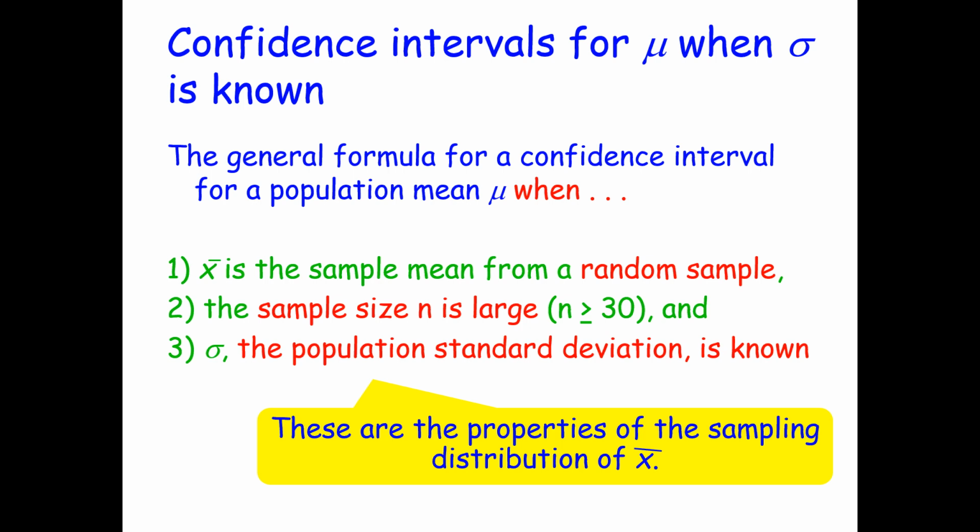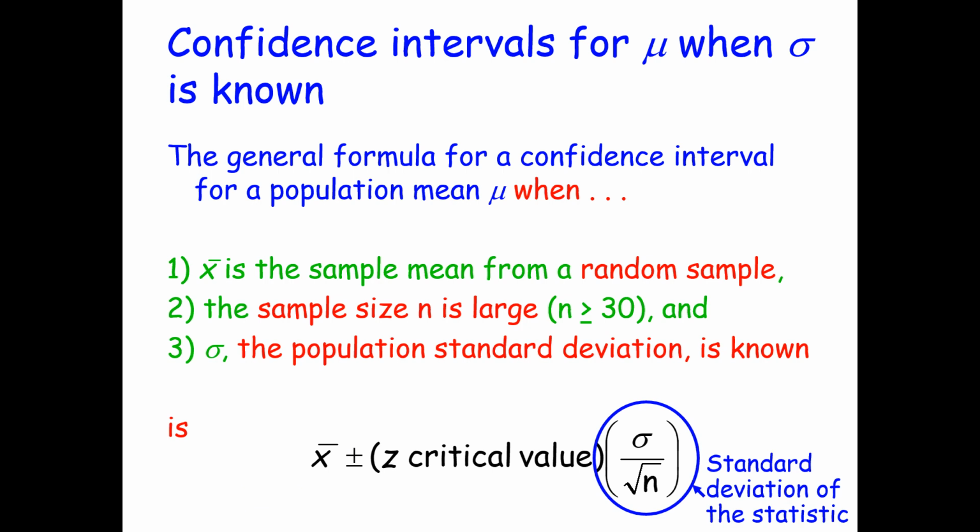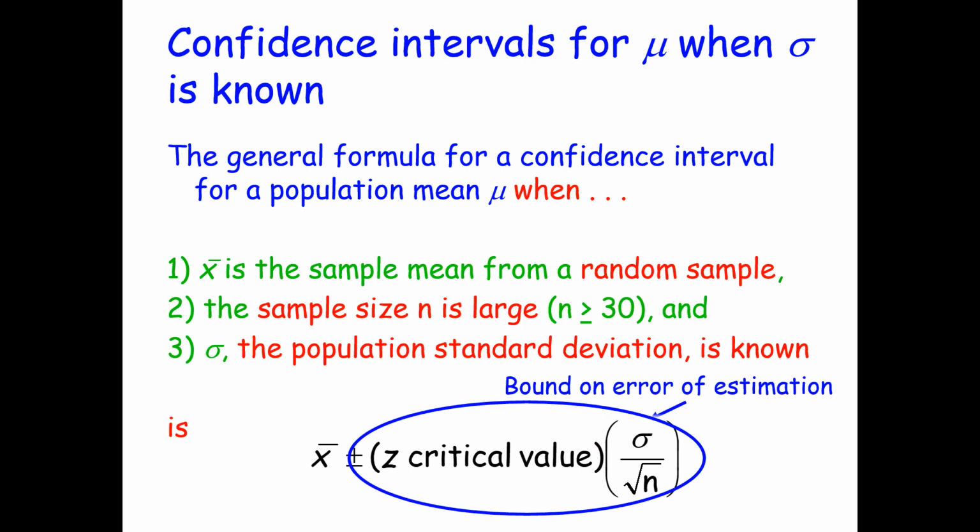Now, these are the properties of the sampling distributions of x bar. That formula is x bar plus or minus our z critical value times sigma divided by the square root of n. X bar is our point estimate. Sigma divided by the square root of n is the standard deviation of the statistic. And this is our bound on error of estimation.